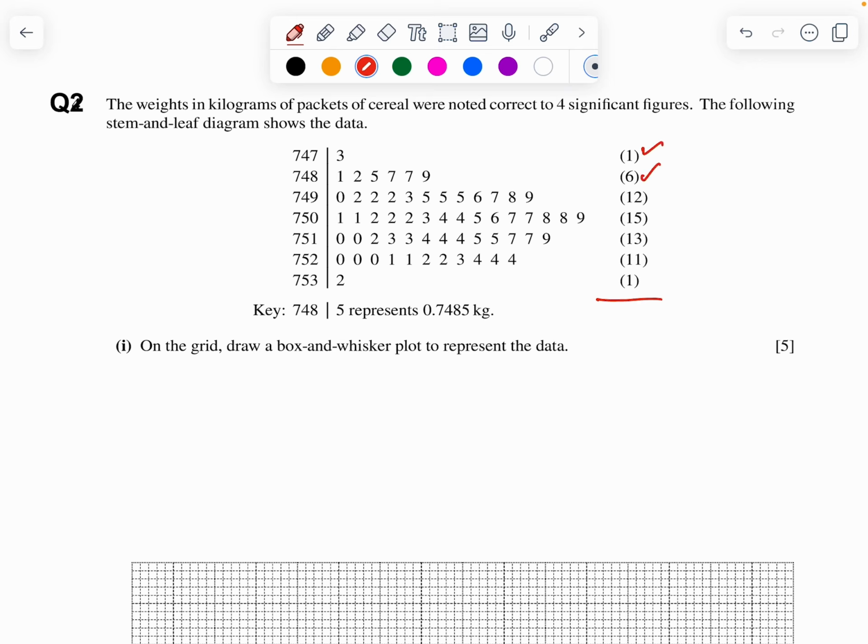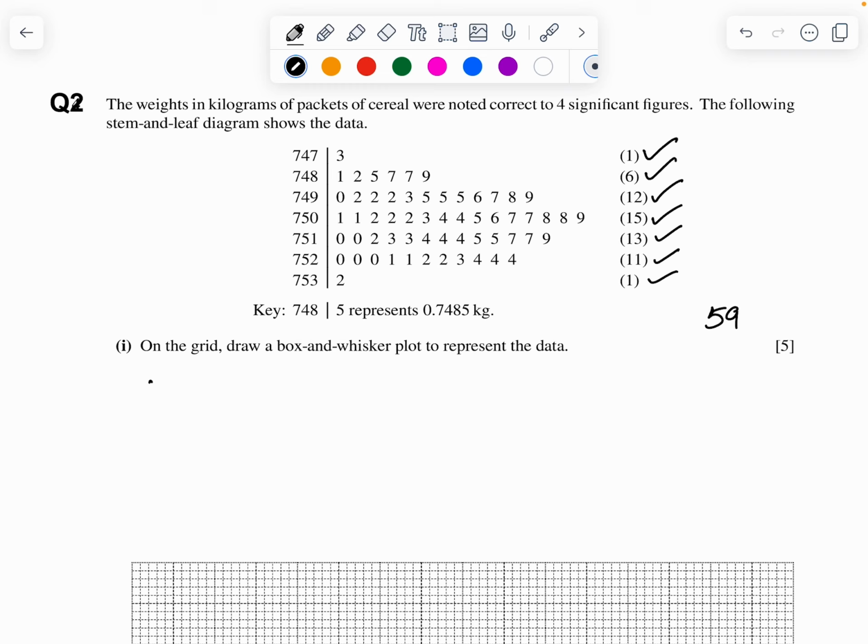Once again we add them carefully. 1 plus 6 is 7, 7 plus 12 is 19, 19 plus 15 is 34, 34 plus 13 is 47, 47 plus 11 is 58, 58 plus 1 is 59. There are 59 terms.